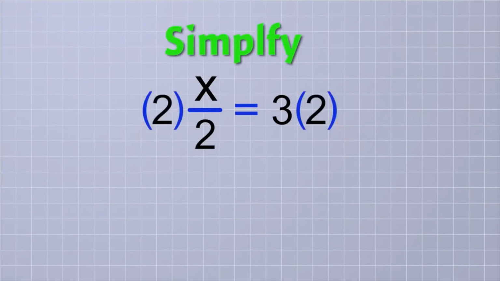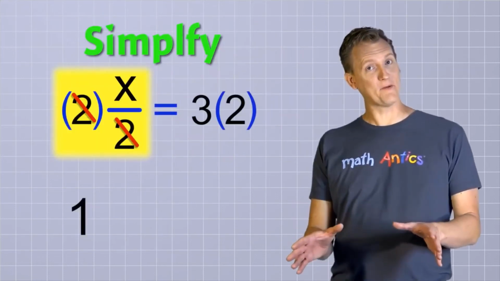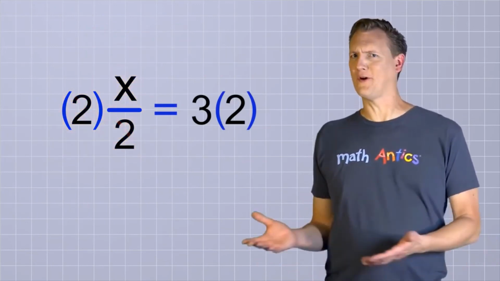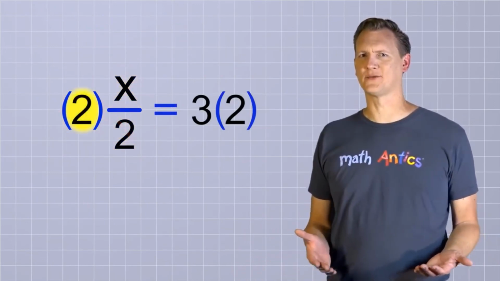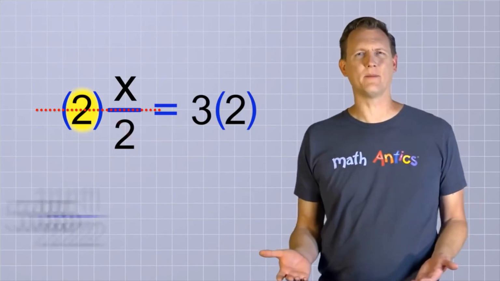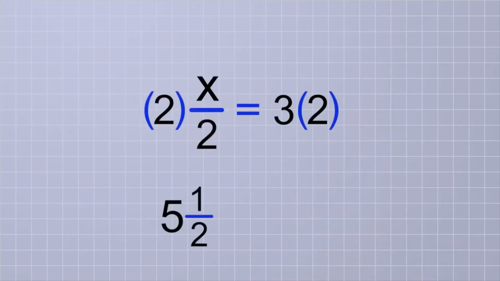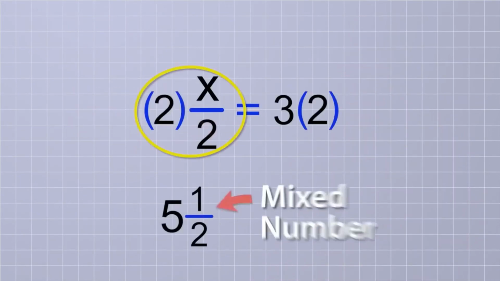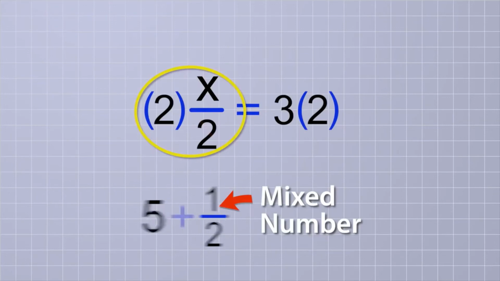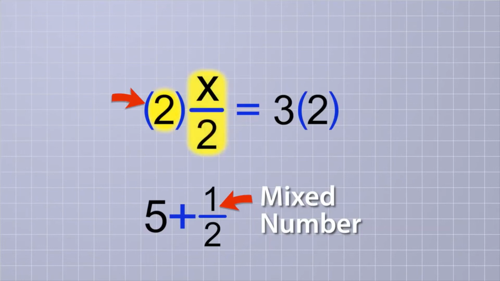Now to simplify. On the first side, the 2 on top cancels out the 2 on the bottom, since 2 divided by 2 is just 1. And I know what some of you are thinking. How is there a 2 on top? The 2 looks like it's really in the middle, kind of like how a mixed number looks. That's true, but don't confuse this with a mixed number. Mixed numbers involve addition, but the parentheses let you know that the 2 and the x over 2 are being multiplied, since multiplication is the default operation.